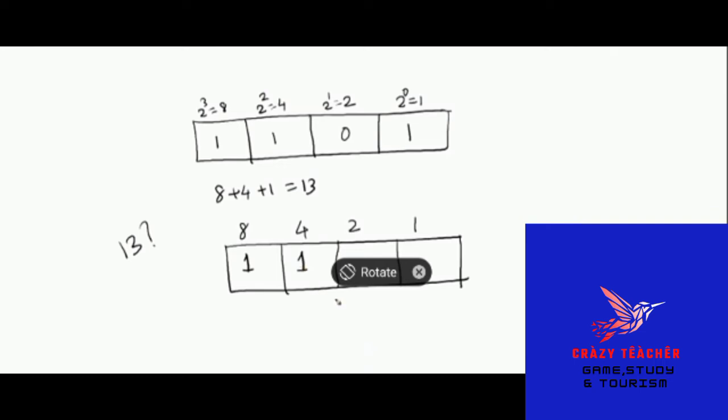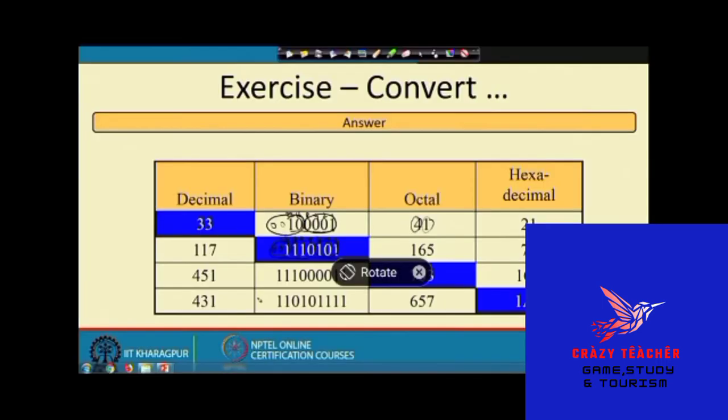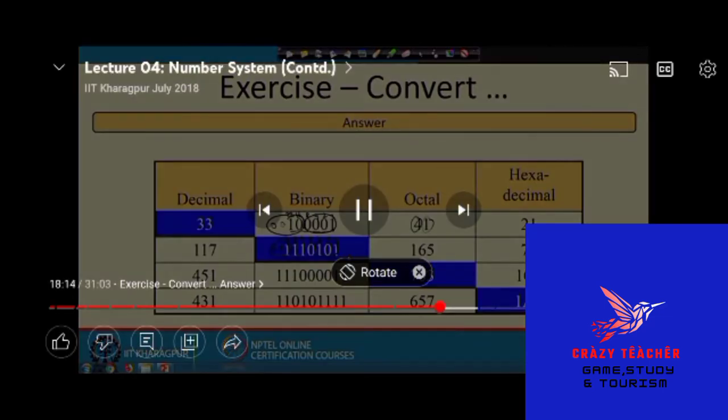Minus 4, I am left with 3. So I take this 2. Minus 2, I am left with 1. I take this 1. Minus 1, left with 0. So the value 175 in the binary number system will be given by 10101111. Okay, so you can check the corresponding decimal value to be equal to 175.